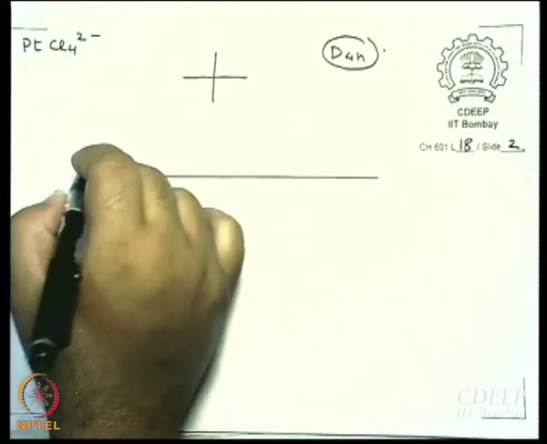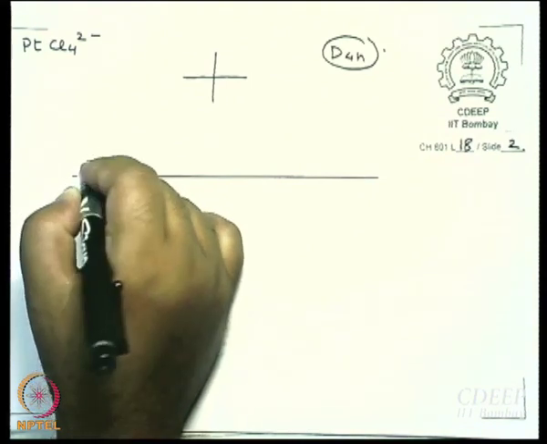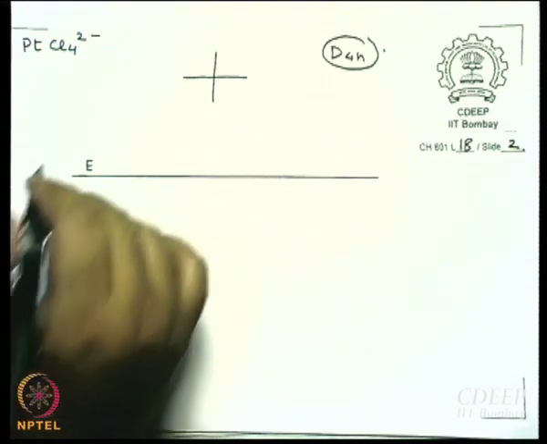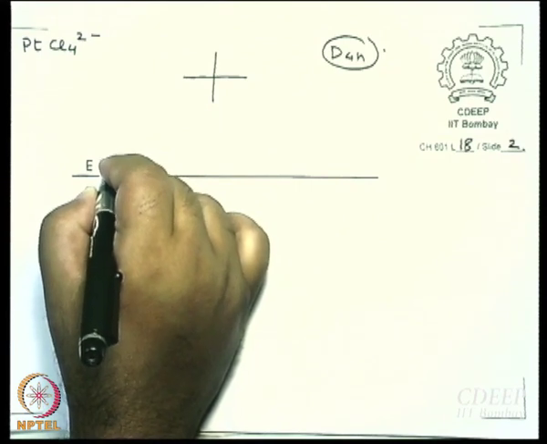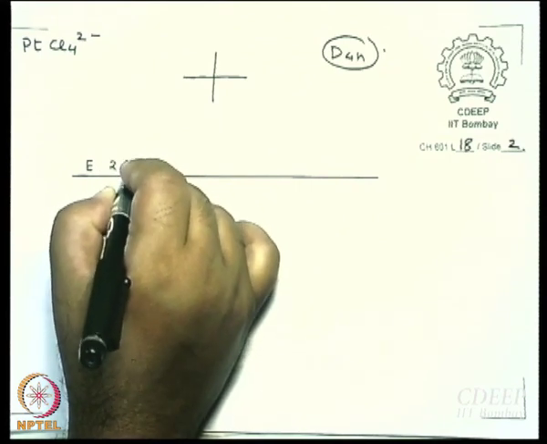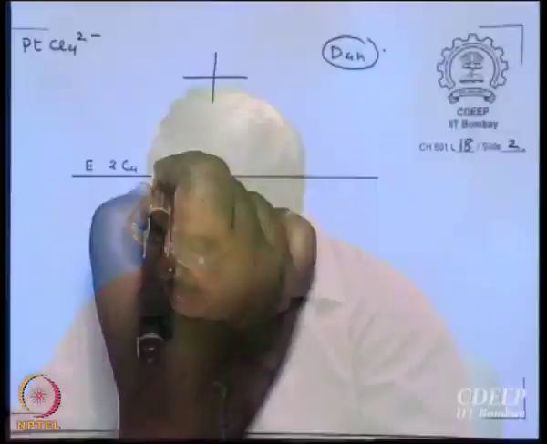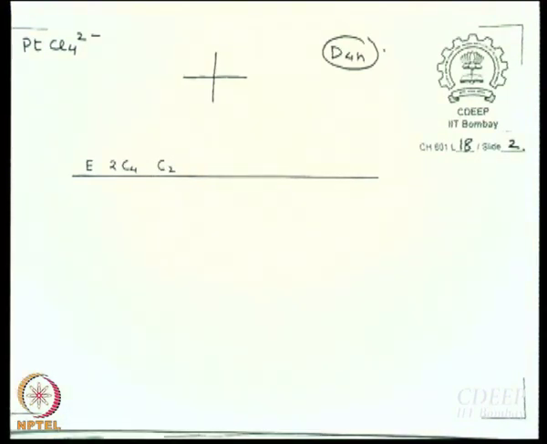So the symmetry operations are E. Is this large enough? Yes. Then 2C4. What are the 2C4 operations? C4 and C4 cube. What about C4 square? C4 square is C2. This C2, so you know which C2 I am talking about.